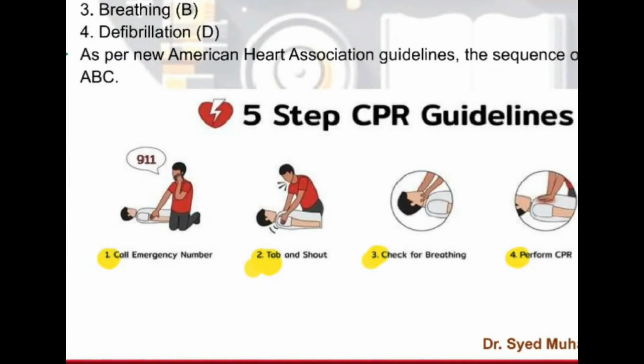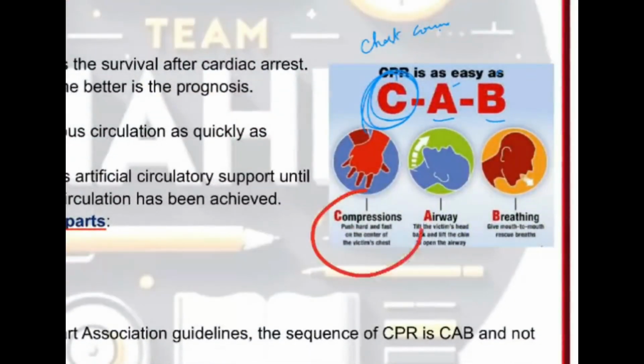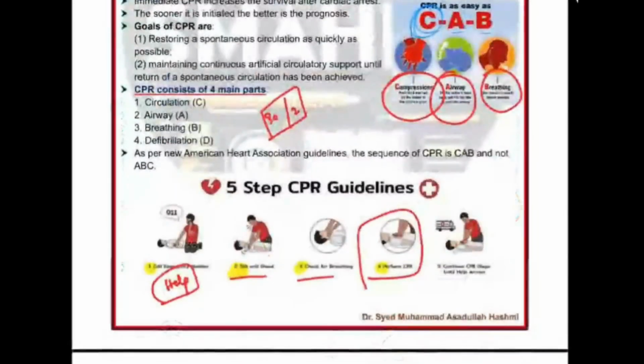First, call for help. Call the emergency number. You need more people by your side. Tap and shout, check for breathing, then start doing CPR. How will you do CPR? Compressions, check the airway, then give breathing: 2 puffs of breathing. After every 30 compressions, you give 2 breaths. 30:2 ratio. This is about CPR.